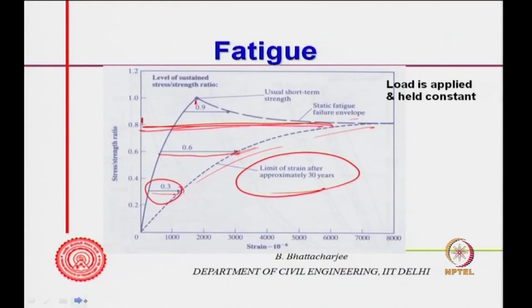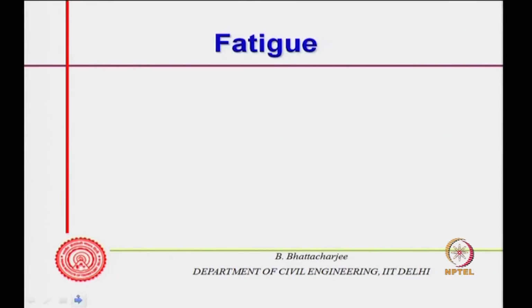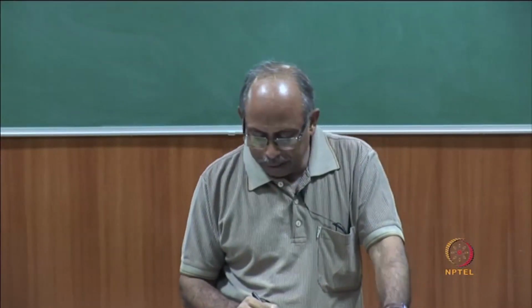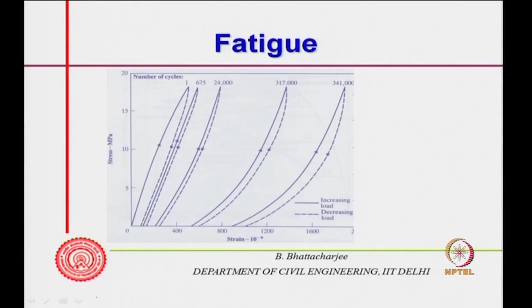So, this is how this is related to fatigue. If you do reversal of stresses, then at the 3001st cycle the behavior is like this, so the hysteresis area reduces significantly, and then this area would increase.